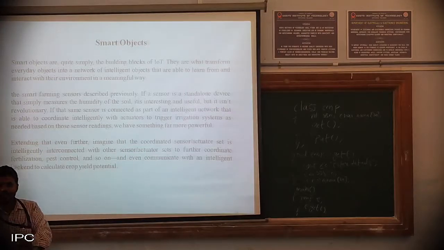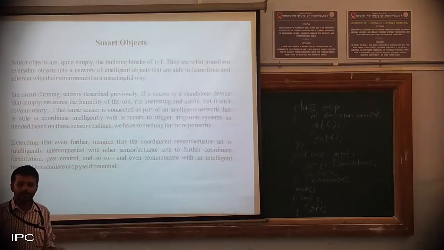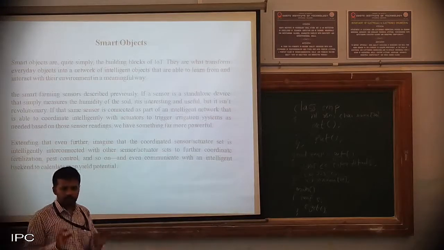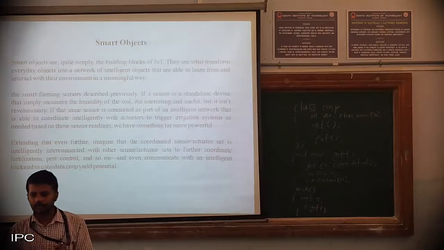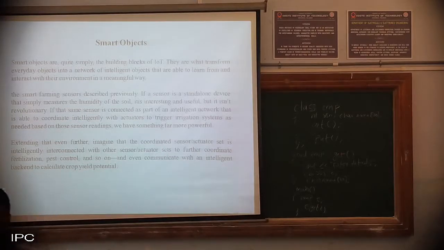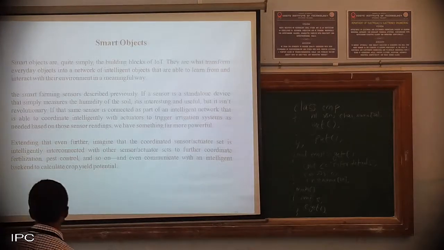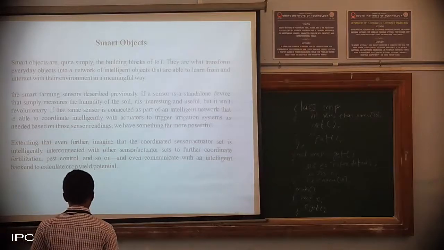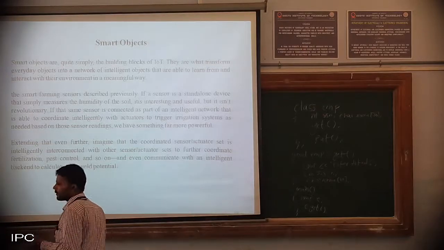Only sensing or only actuating won't make a smart object. Smart farming means we should be able to sense the data and control all the parameters. These parameters may be water, fertilization, pest control, or any other related aspects.